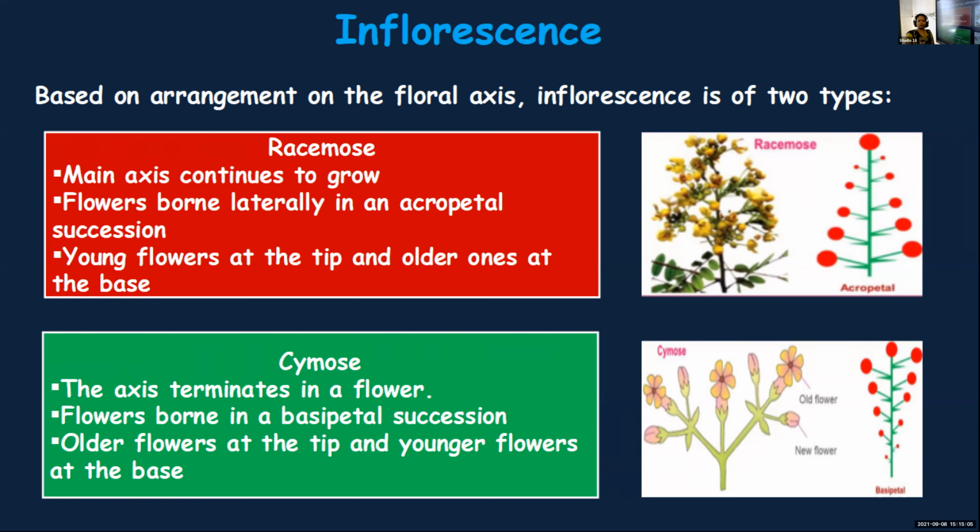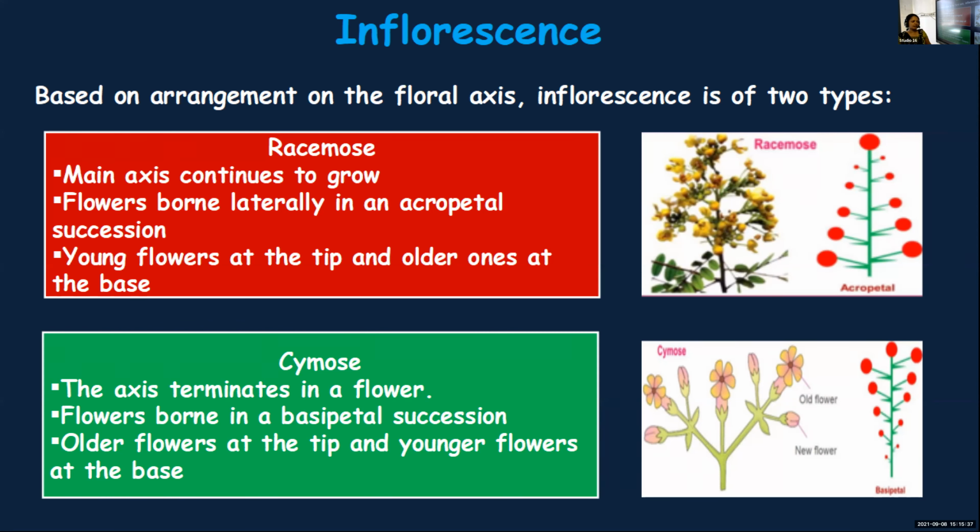Older flowers, when compared to that, you can see they'll be fully bloomed. And see the figure, fully bloomed flowers are present at the base, whereas at the tip you can find younger flowers. And since younger flowers are produced at the tip, the main axis should continue to grow. Only then can they help in the formation of younger flowers at the tip. And such an arrangement, where younger flowers are at the tip and older flowers are at the base, you call acropetal succession. This pattern of arrangement is acropetal succession.